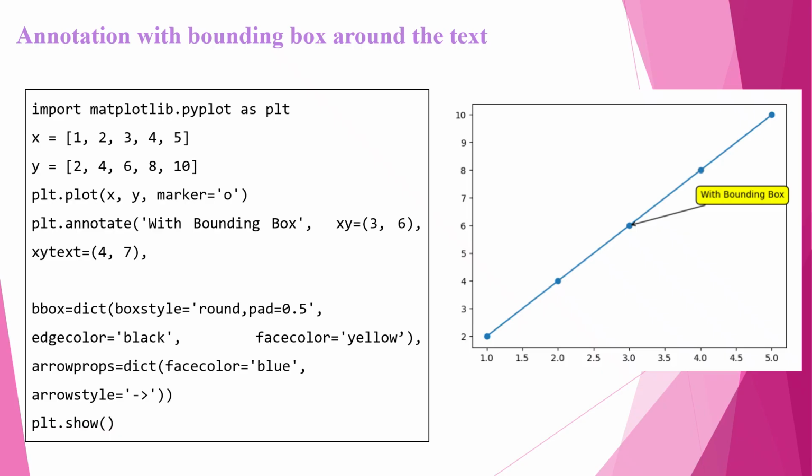The xy parameter defines the point being annotated and xy text sets the position of the text. The bbox parameter is used to draw a box around the text where properties like box style, padding, edge color, and background color can be customized to make the annotation stand out. Additionally, the arrow props parameter is used to draw an arrow from the text to the data point, improving clarity. Finally, plt.show displays the plot. This type of annotation is useful when you want to highlight the important information clearly in a visually appealing way.